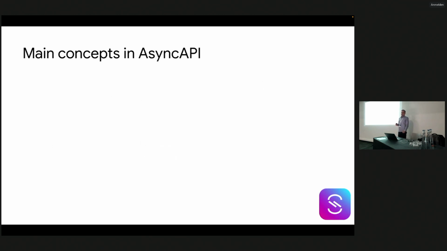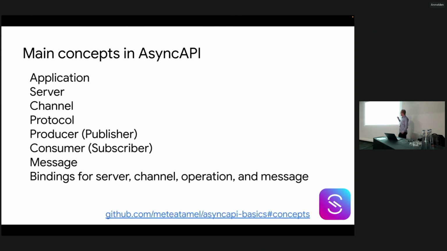So what are the main concepts in AsyncAPI? These are the main things that you need to know. At the top level, you have an application, which is your event-driven application. Underneath, you have a server, and typically you have multiple servers, like a production server, testing server, staging server, stuff like that. Then for each server, you have channels. So how do you talk to that server?